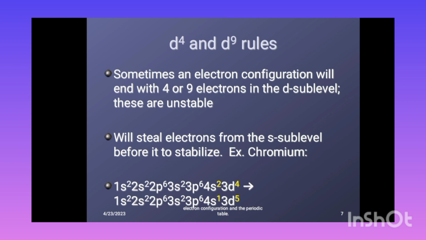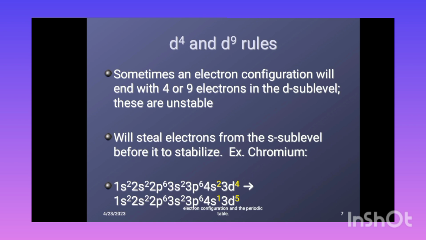D4 and D9 rules. You have to remember these rules. Sometimes an electron configuration will end with 4 or 9 electrons in the D sublevel. These are unstable, so we have to change them into a stable form. We steal an electron from the S sublevel before it to stabilize.